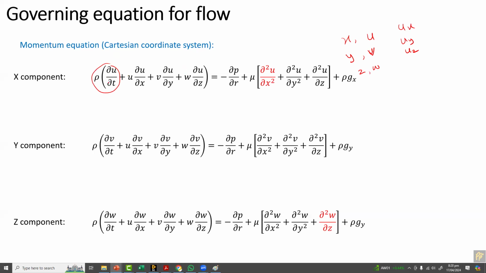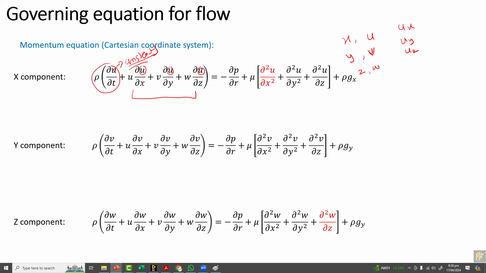So the first component is the transient component. It is used when you are solving the flow as unsteady. So this term will come into play. You just have to choose transient in the CFD software, and this term will automatically be used in the CFD simulation. And for these three components, you can check the order. Velocity is u, velocity is u, velocity is u here.